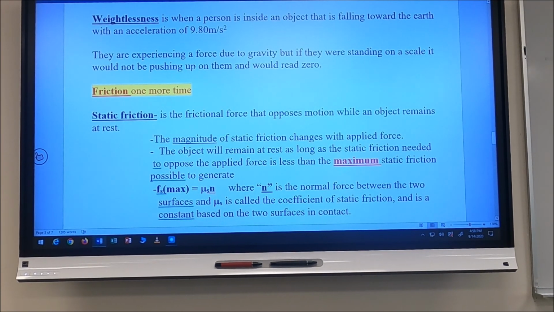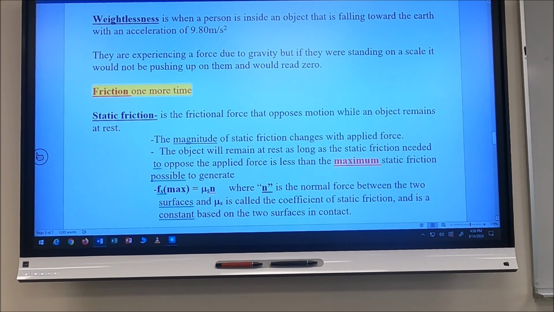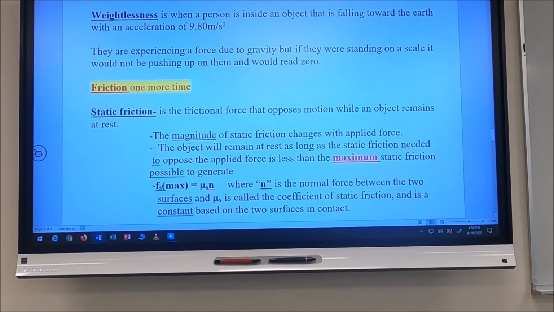Your book calls it weightlessness, another book calls it apparent weightlessness, but if you define it as what a scale reads, they would be weightless. Doesn't mean they're not experiencing a force due to gravity. Okay? So, they're experiencing a force due to gravity, but they have no quote-unquote weight. They still have mass. All right, guys, it's a good place for me to end this before we move on to the next topic.